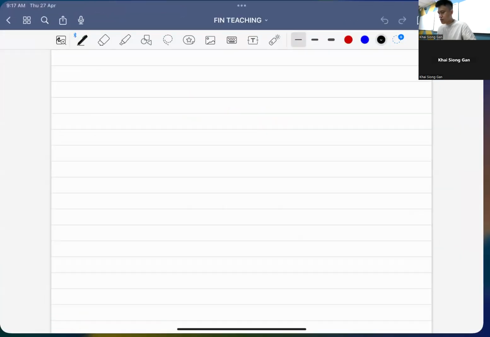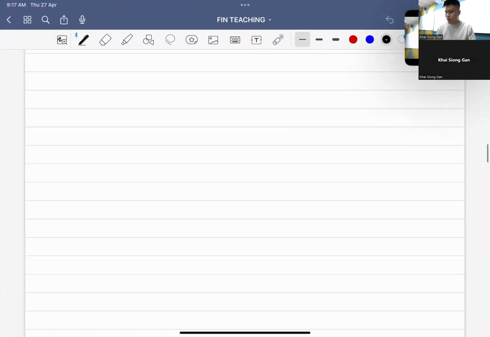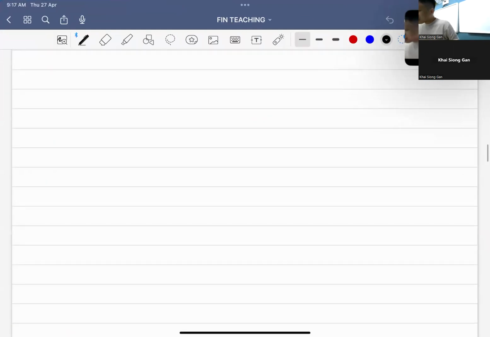Exactly, it's all about formulas. Okay, so let's have a look into the next question. The next question is here because I want to do annotation here. The next question is about internal growth.